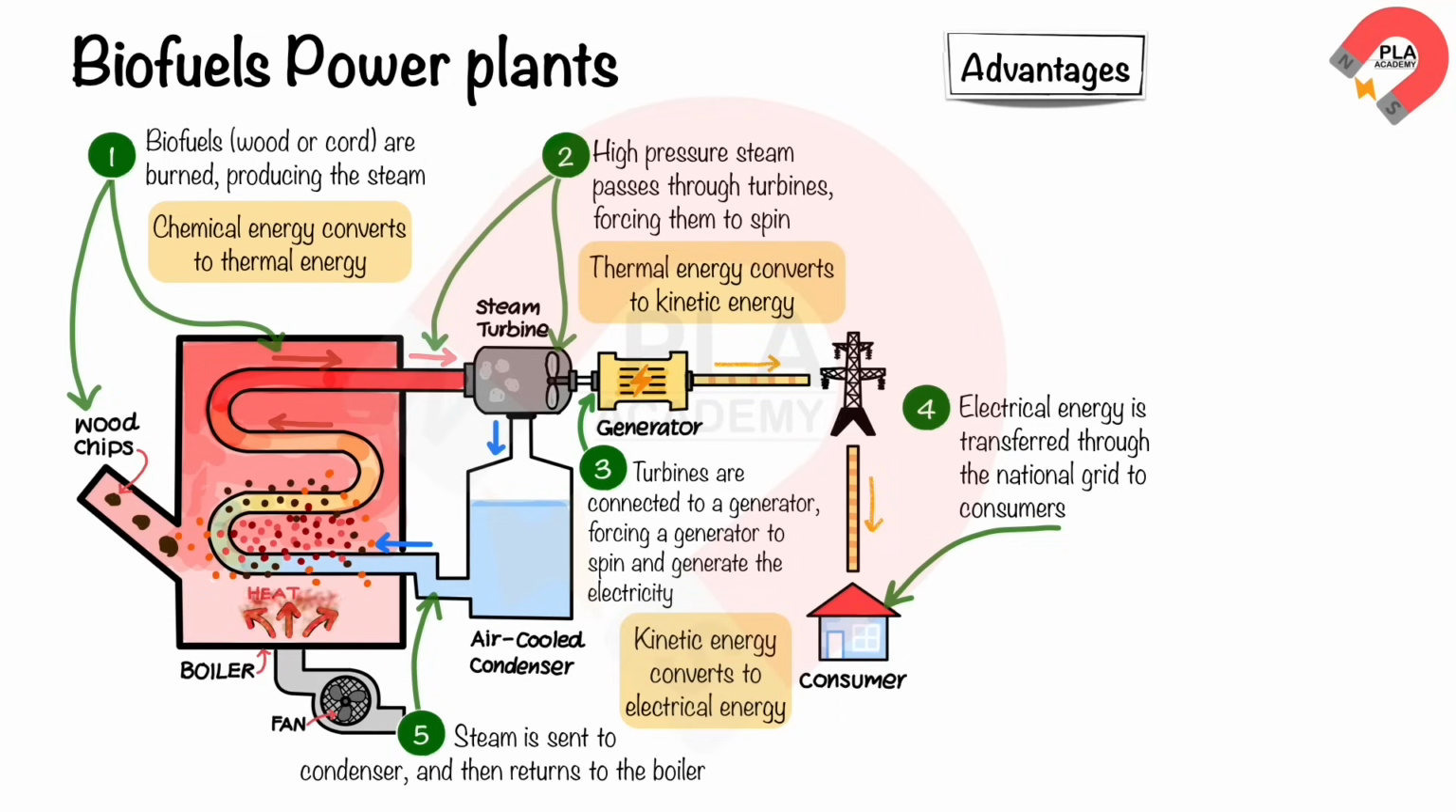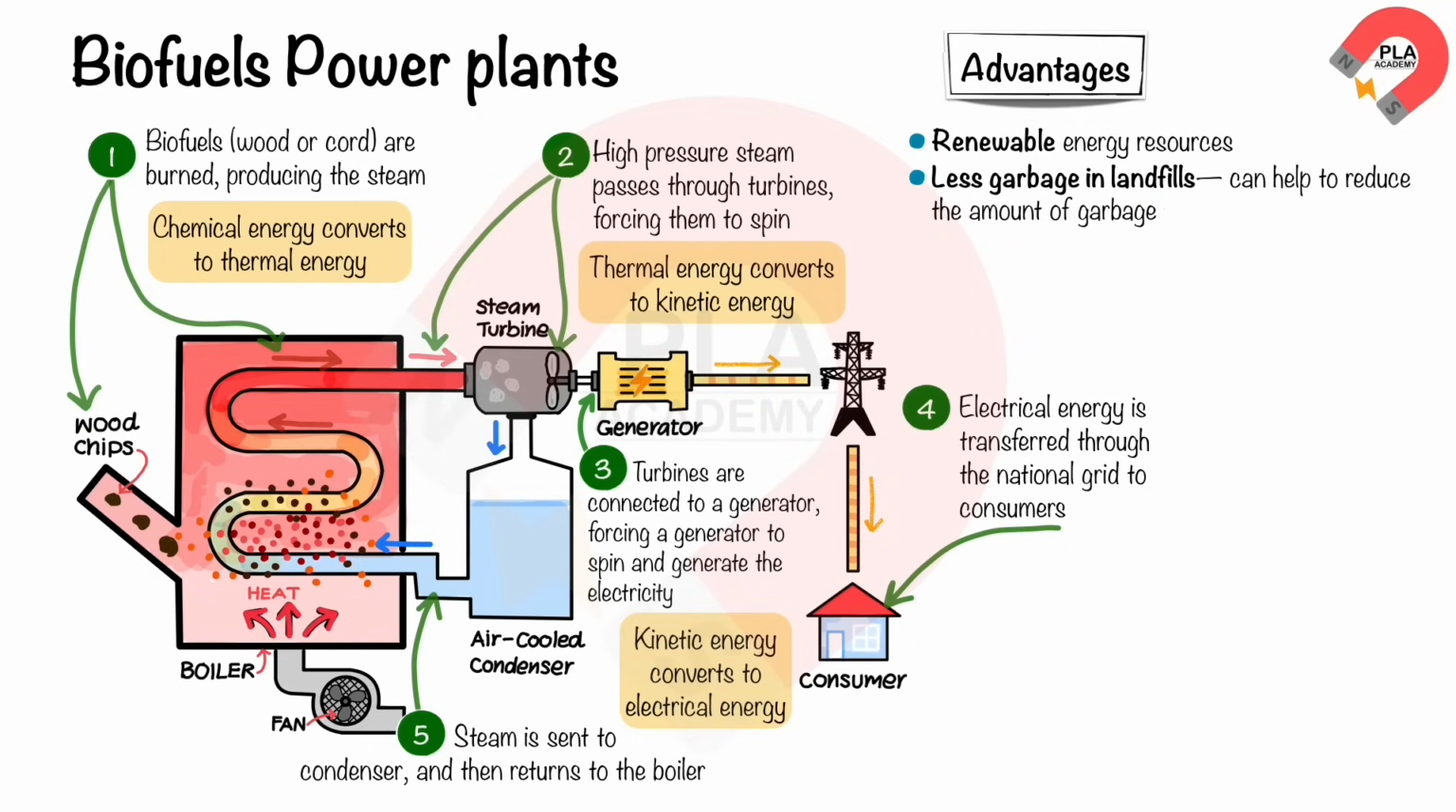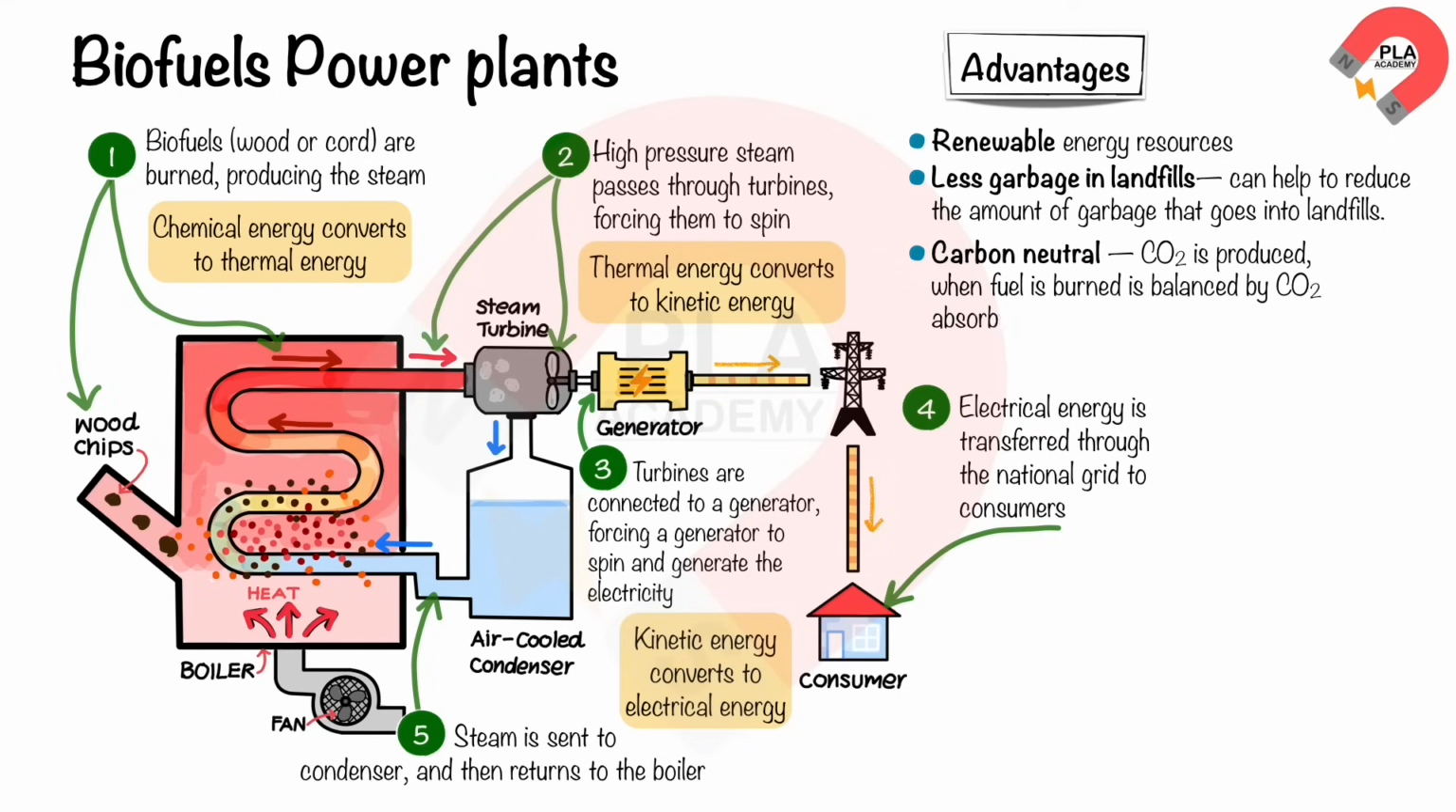Here are some of the advantages of biomass power plants. Renewable energy resources. Biomass is an infinite resource that will never run out. Less garbage in landfills. Biomass power plants can help to reduce the amount of garbage that goes into landfills. Carbon neutral. Biomass is carbon neutral, meaning that the carbon dioxide produced when the fuel is burned is balanced by the carbon dioxide absorbed when the biomass is grown.